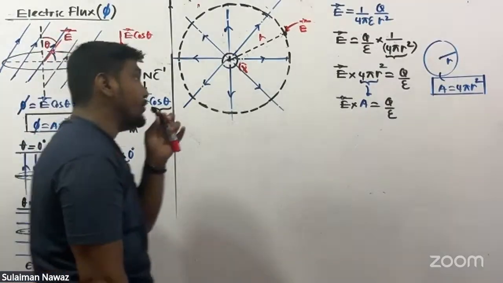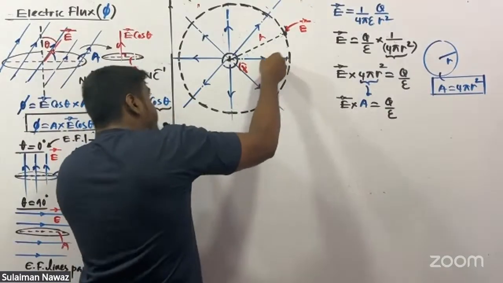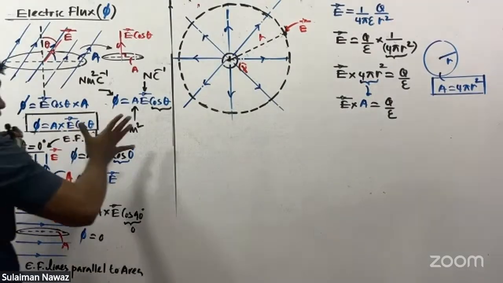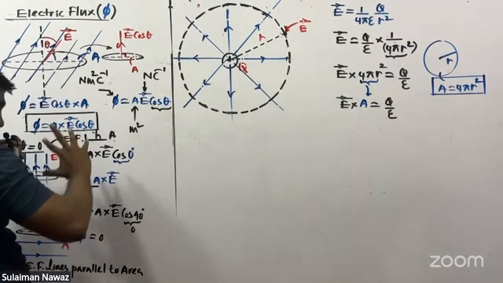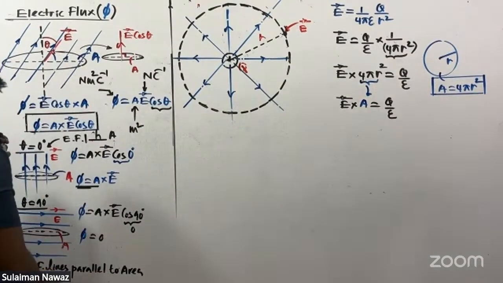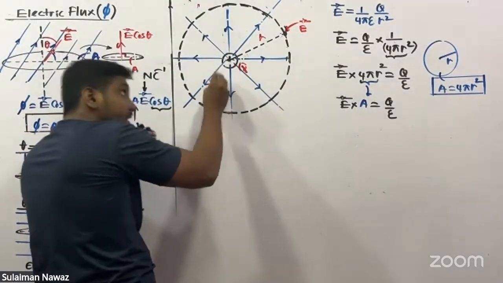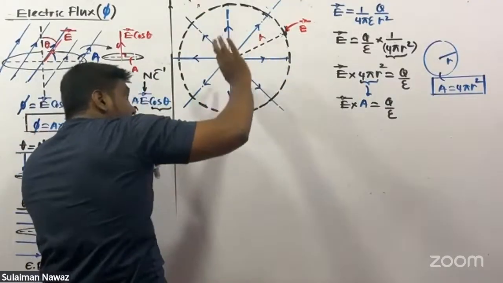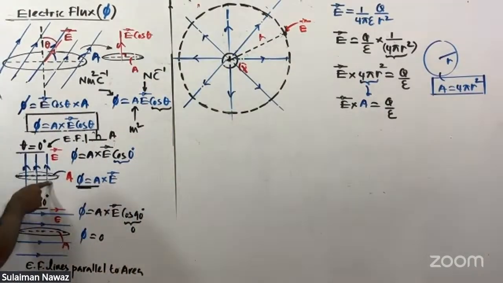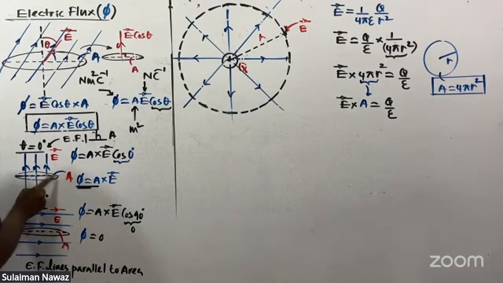Now see, in this story also, just consider this imaginary sphere as your area. Just compare this story and that story, then only you will understand. In this story, we consider area capital A. Here, your capital A is going to be the surface area of this imaginary sphere. Now it is very clear that electric field lines are perpendicular to this area, and electric field lines are passing through this area.